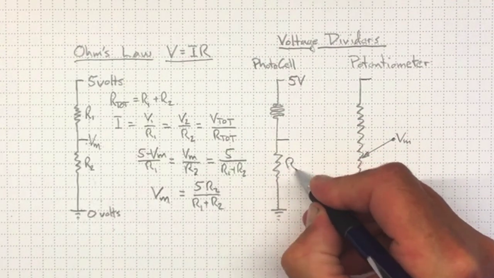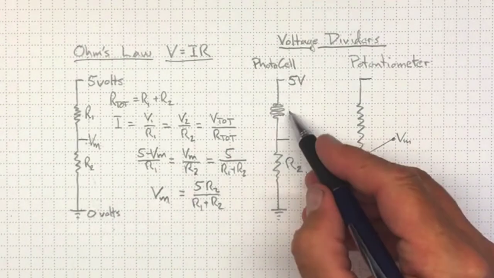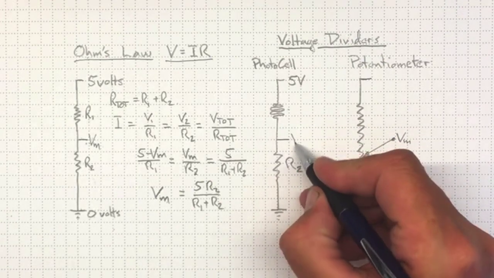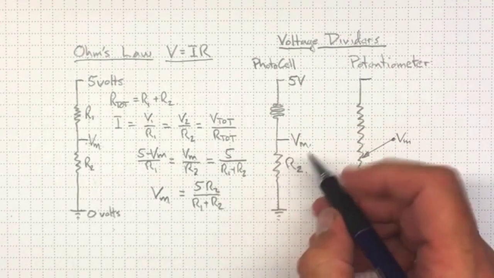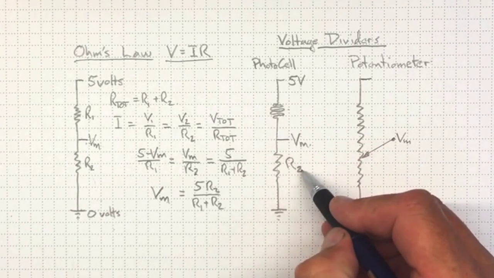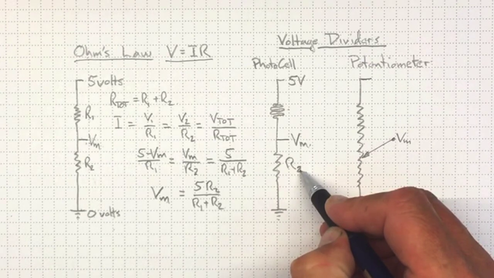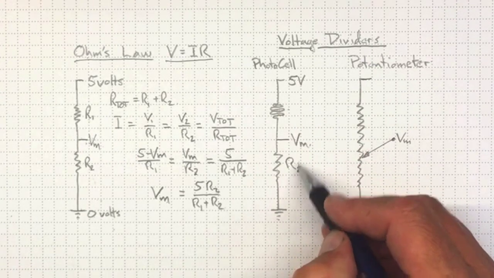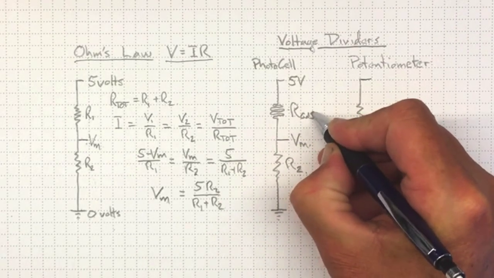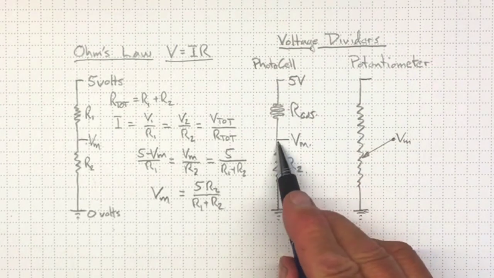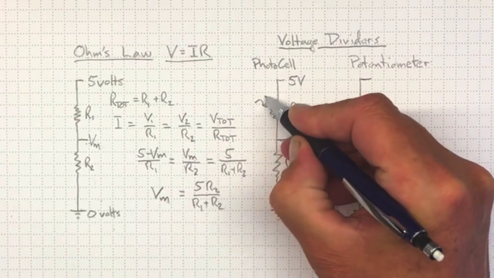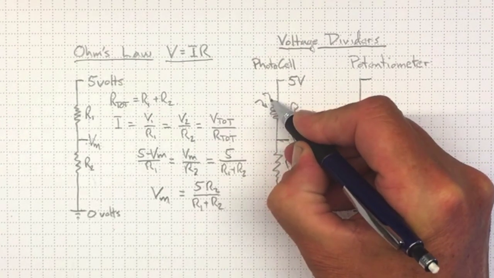If this is some known resistance R2, and this is a cadmium sulfide photocell, then its resistance will vary. And our measured voltage coming out of here will depend on the ratio between the CDS cell, the photocell, and the resistance R2. So by choosing an appropriate R2 to match the resistance of the cadmium photocell, then we'll be able to get a measured voltage coming out of here that tells us about how much light is falling on that photocell.